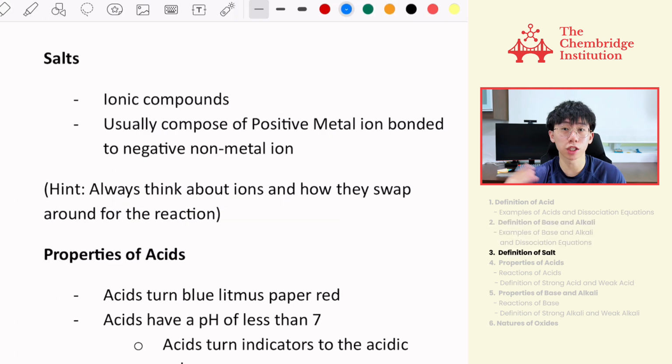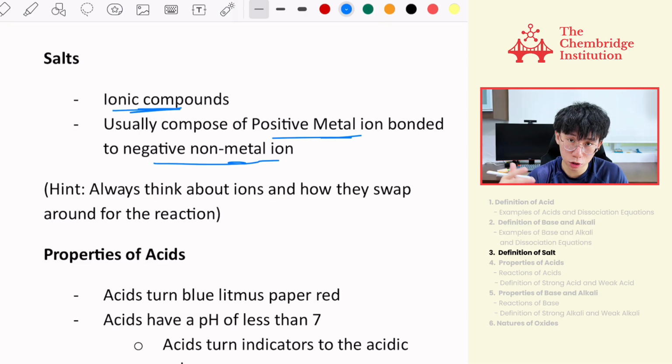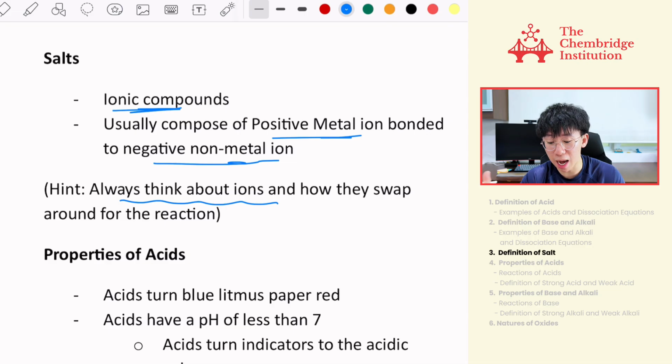Now let's take a look at salts. Salts are generally ionic compounds that usually comprise a positive metal ion and a negative non-metal ion. Salts are generally the product of reactions from your acids. The way to think about how a salt is formed, from an acid reaction or a base reaction, is to always think about ions and how they swap around for the reaction.